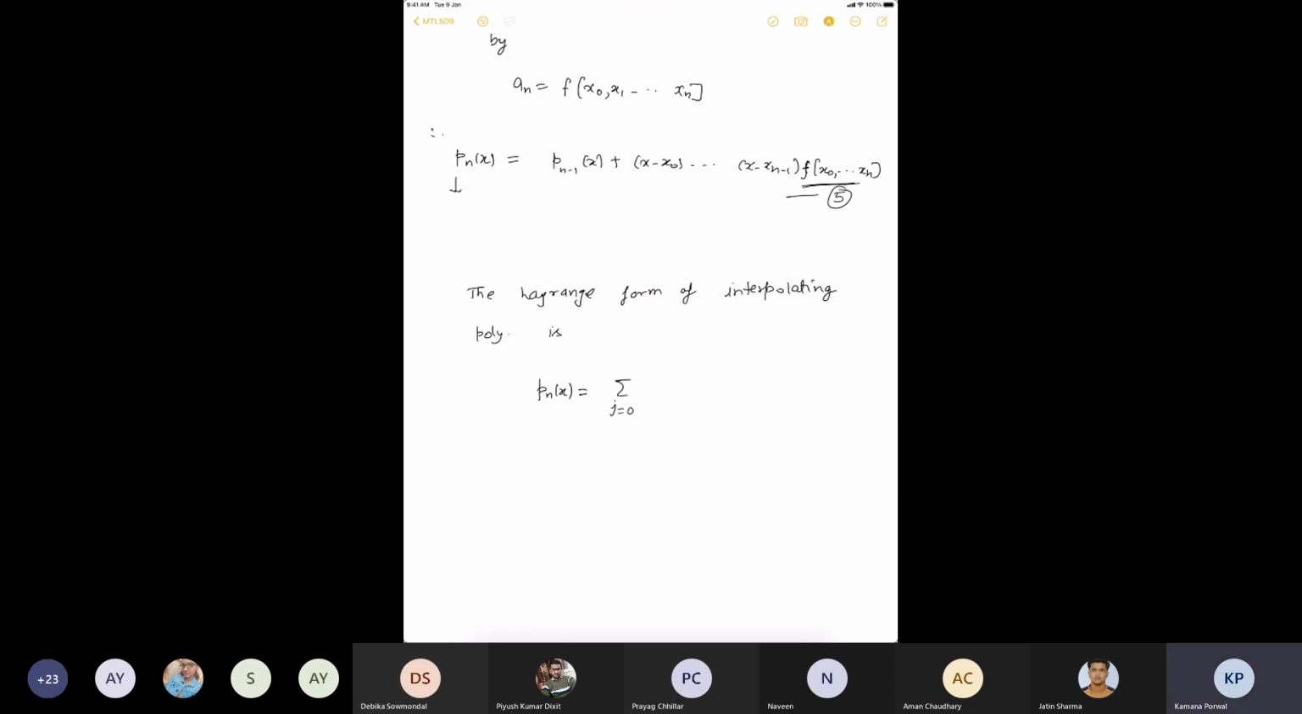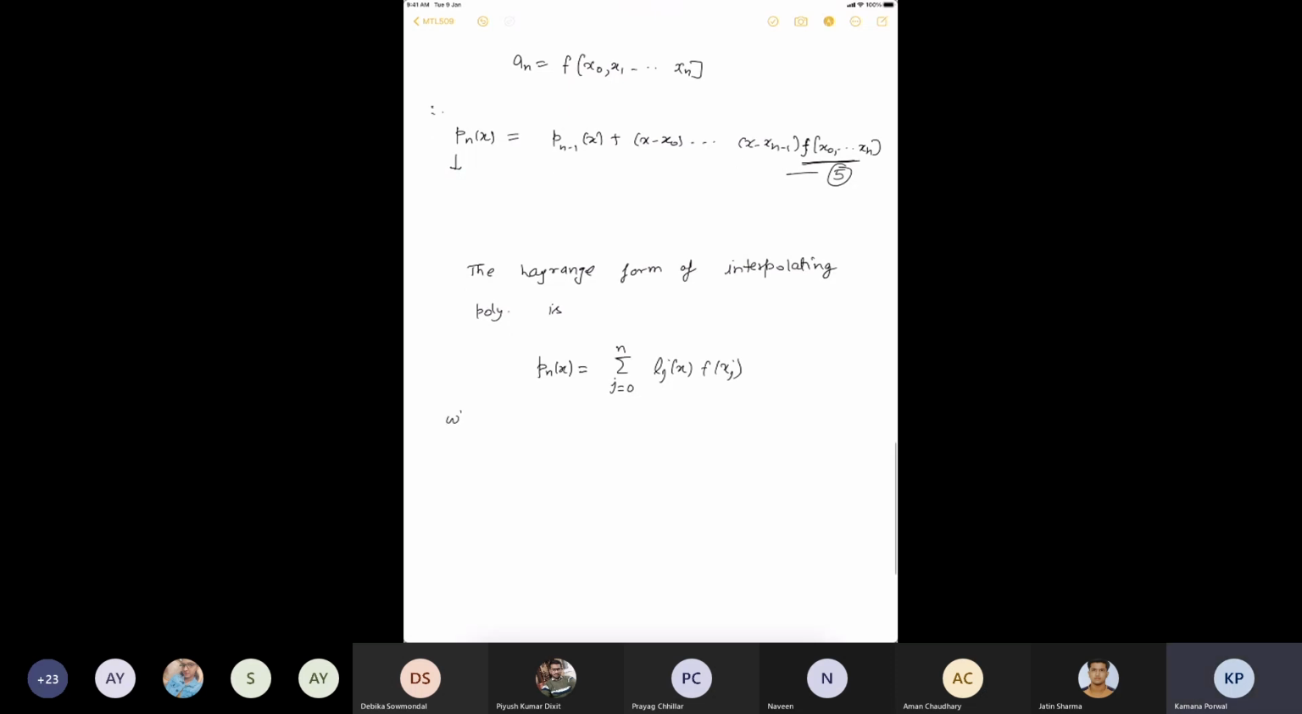summation with j ranging from 0 to n of Lj(x) times f at xj, where these Lj's are the product over i from 0 to n, i not equal to j, of (x minus xi), divided by the product of (xj minus xi).